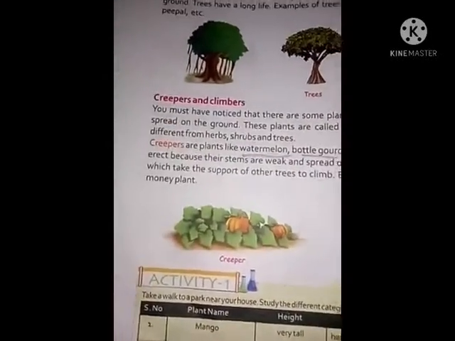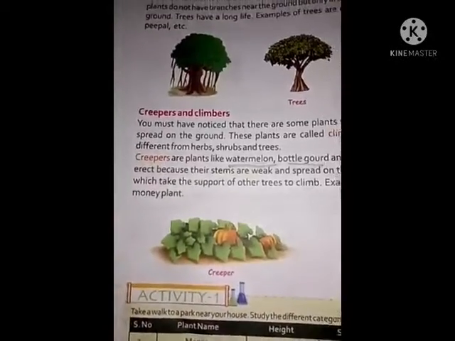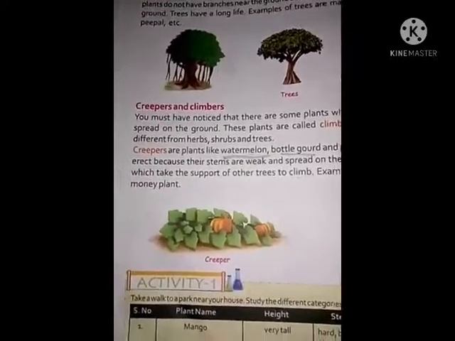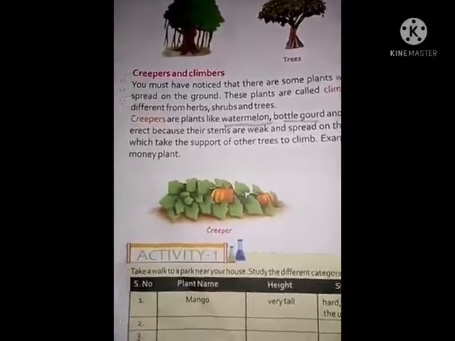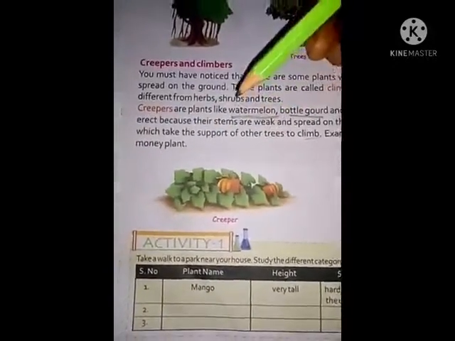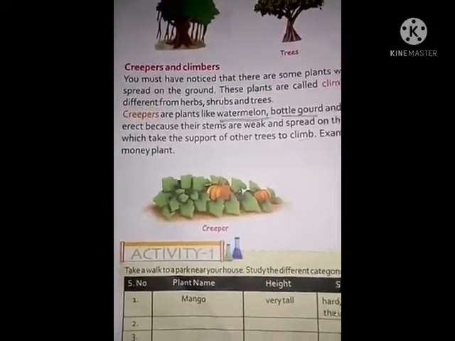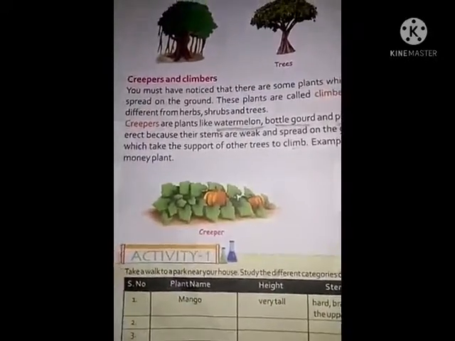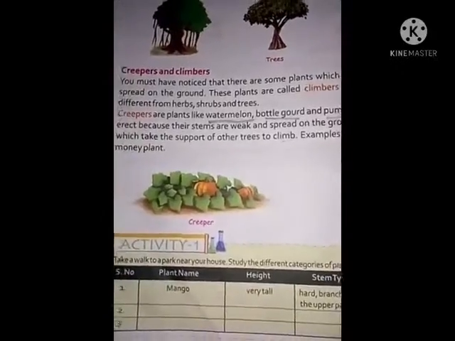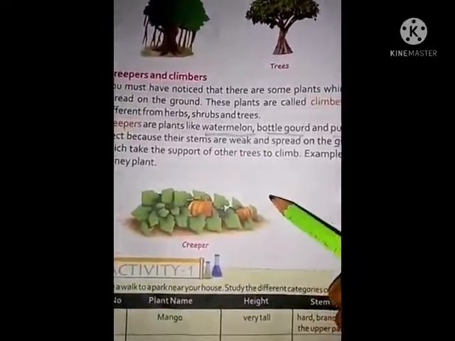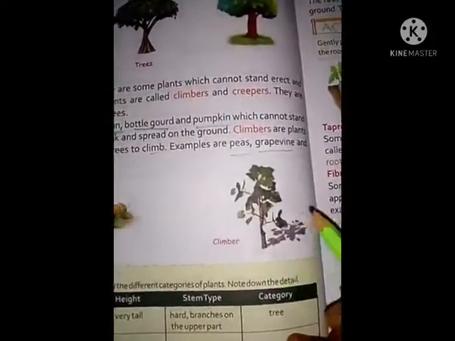So money plant, we can observe money plant everywhere. Most people have a money plant in their houses. So in case of a money plant we have to give it support to climb. Okay, so these are the examples of climbers and creepers. This is pumpkin, creeper, this is climber.